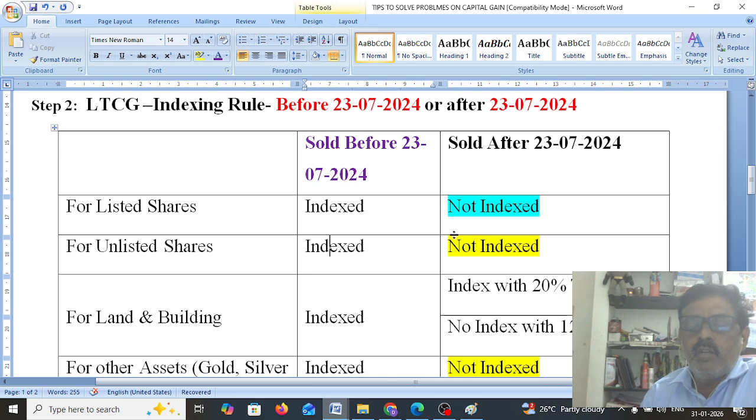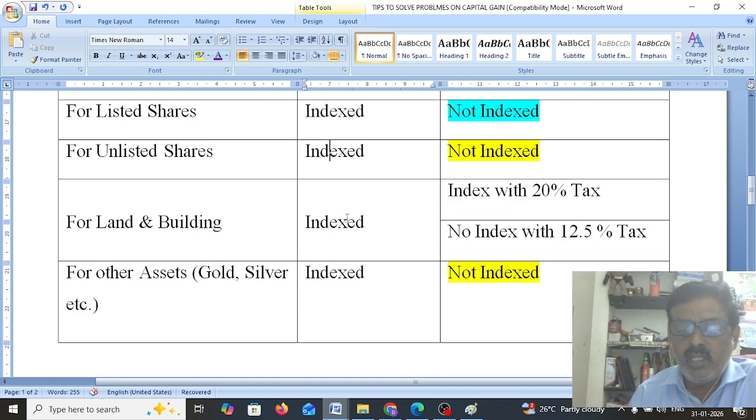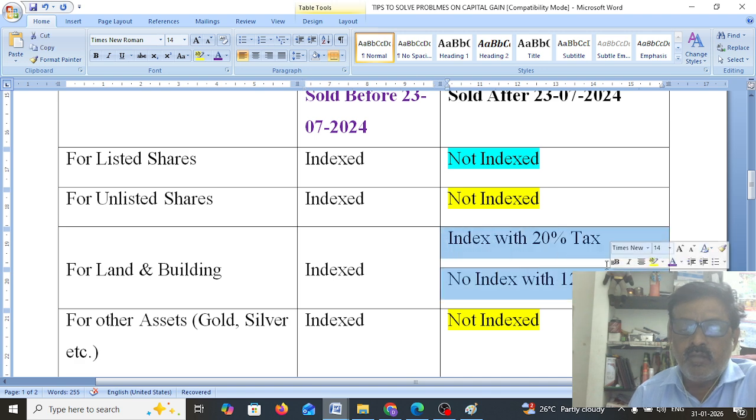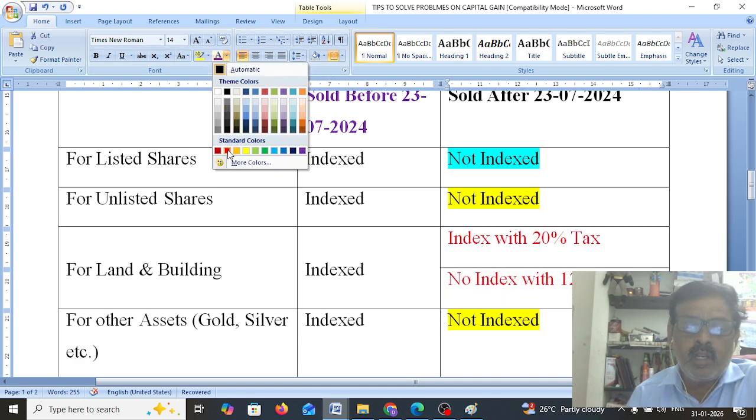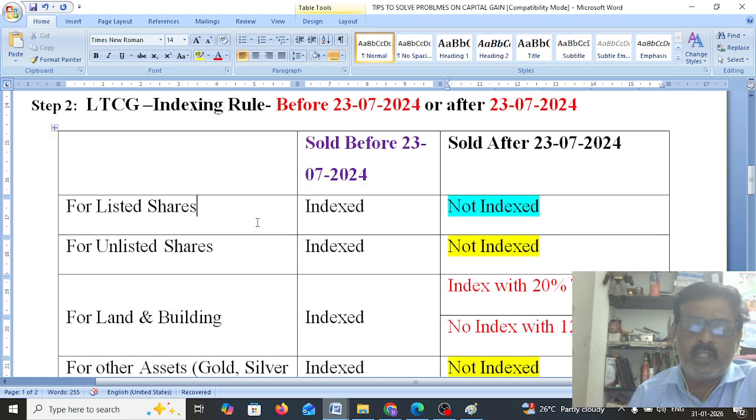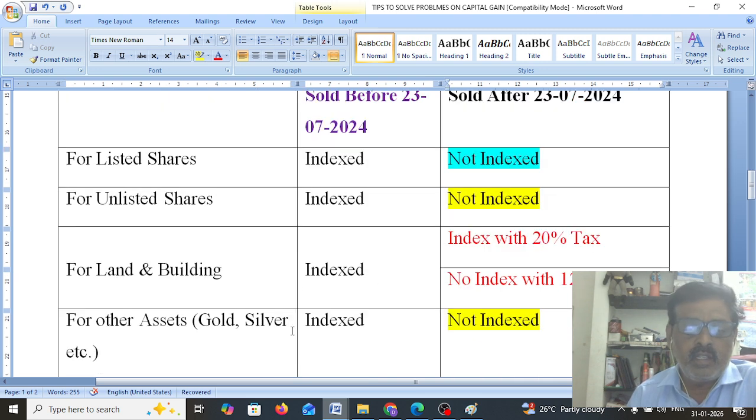Now, what happens if the assets were sold after 23 July 2024? Only for land and building do we have options. For listed shares sold after, no indexing. For unlisted shares sold after, no indexing. And for any other assets sold after 23/7/2024, no indexing. If land and buildings were sold after 23/7/2024, we have to show both options: for example, indexing with a 20% tax rate, and no indexing with the lower rate.